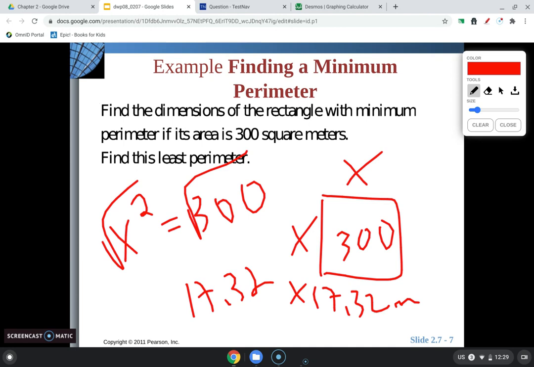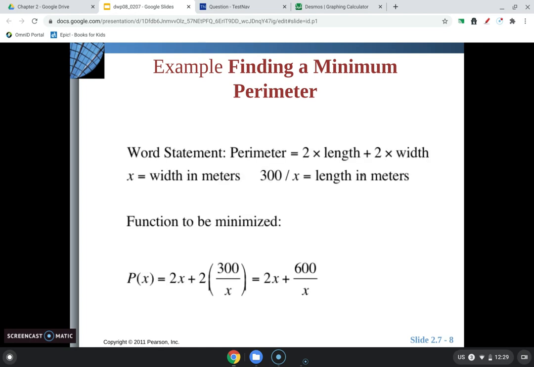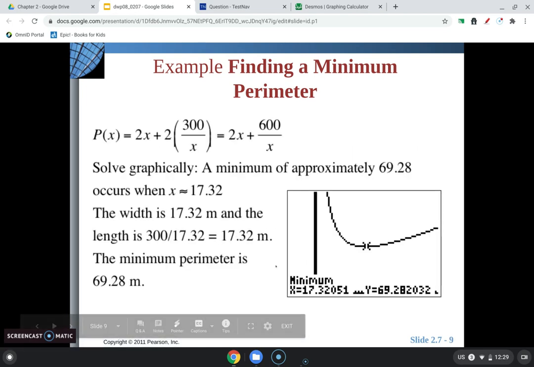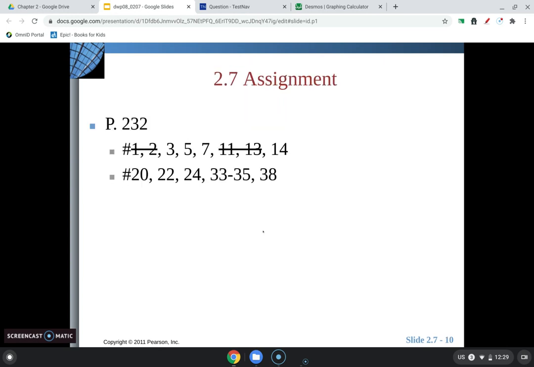So you want to minimize your perimeter, you want to make it as close to a square as humanly possible. Okay, they do it a little differently, but you still get the same answer, 17.32. All right, that's a wrap for section 2.7.